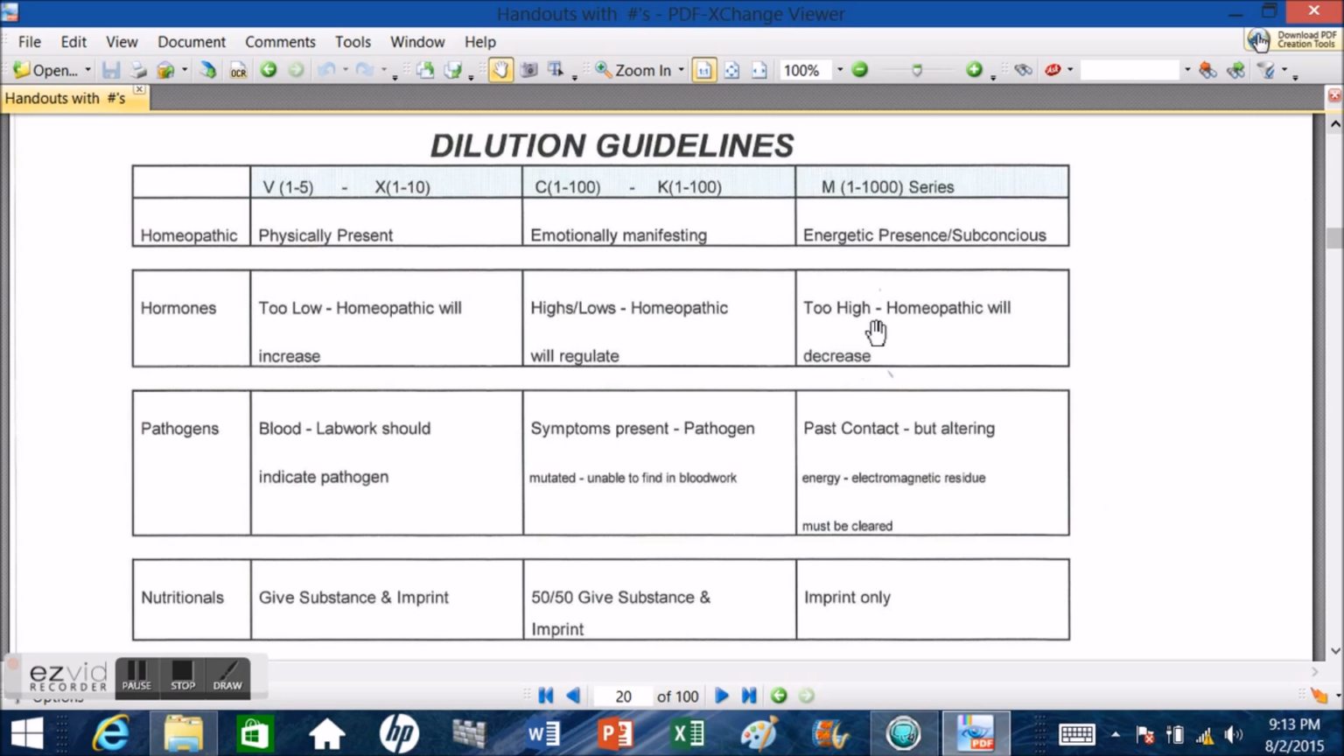Now, with the homeopathic, as a general rule, if I see it in a V or X, I always consider giving the physical homeopathic because that's what's recommended. And that's how you read the dilution guideline chart. And I would keep that present until I learn those things.